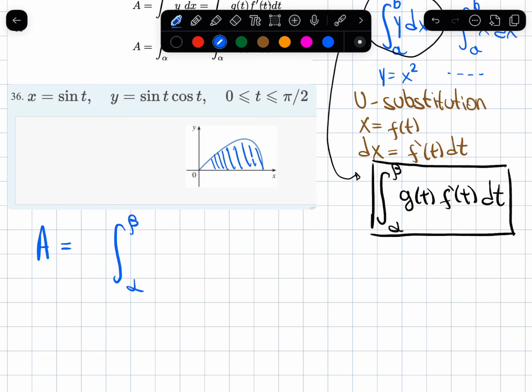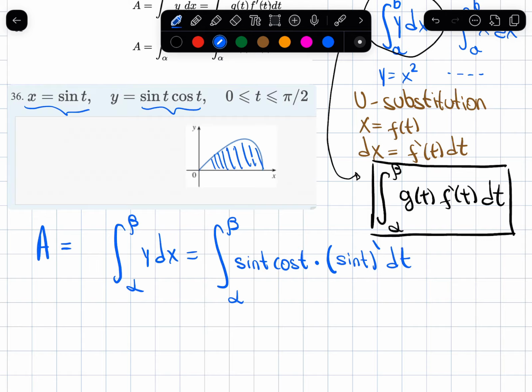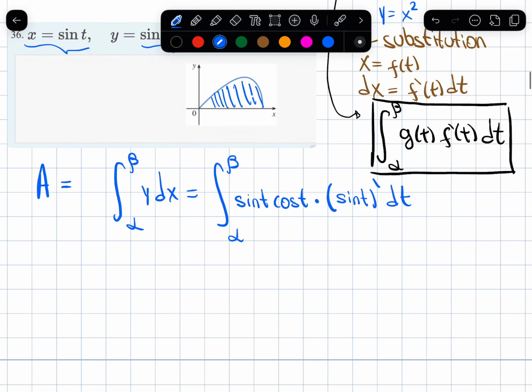Of y dx, which is going to be alpha to beta. So y is this g, sine of t cosine of t. And then dx will be the derivative of sine t, times dt. And that's setting up the integral. That's all there is to it. Now I just have to solve the integral. So let's go ahead and solve it.